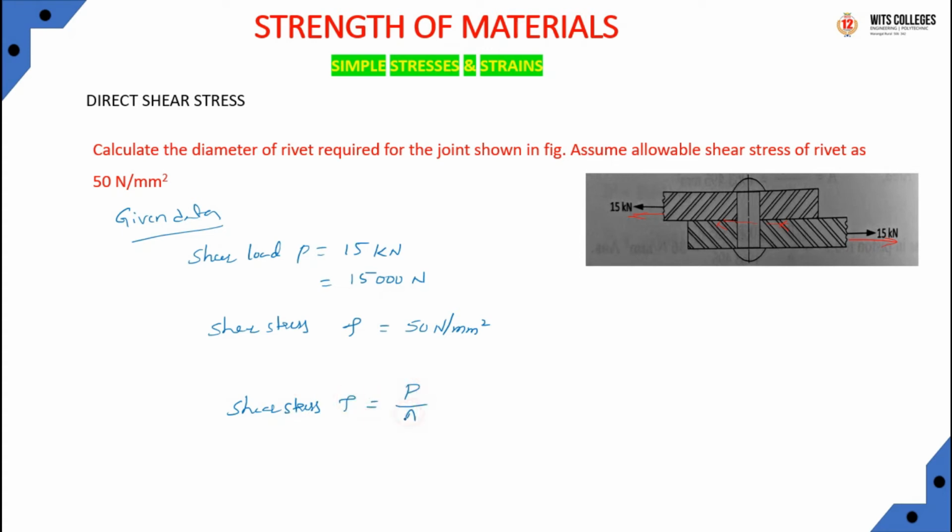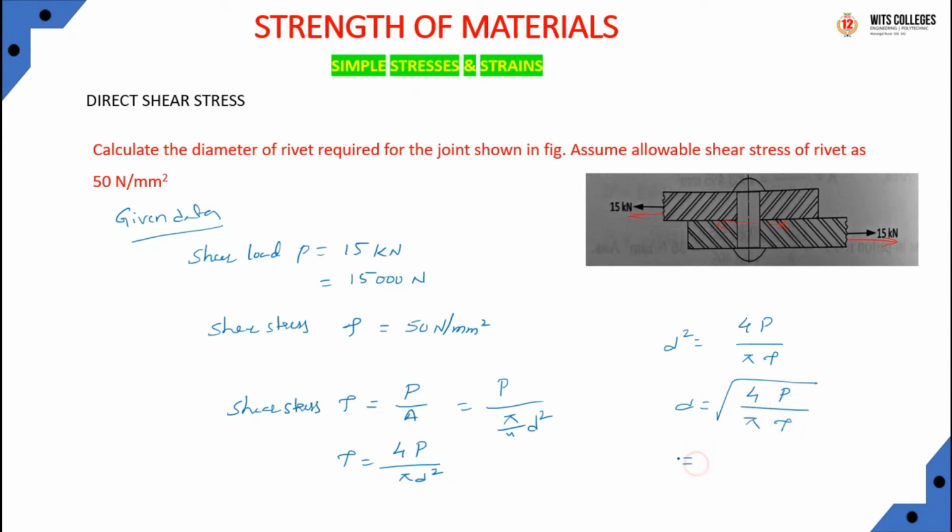P by A. Okay, so we have to find out the diameter. So here tau equals 4P by pi d square. Okay, so cross multiply: d square equals 4P by pi tau. So here d equals under root of 4P by pi tau.